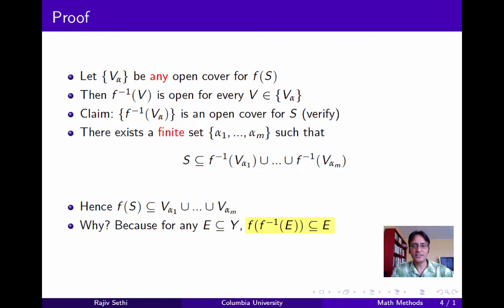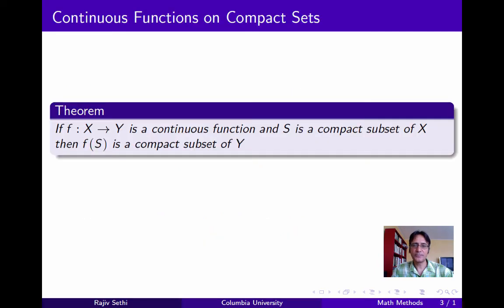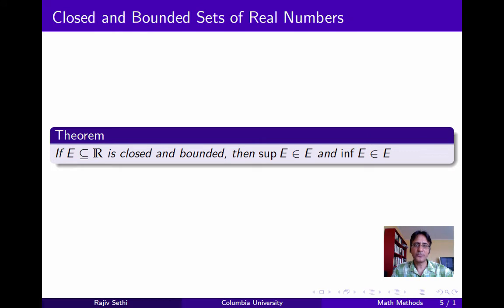Just convince yourself that this is true, and this is what we need for the claim on the slide, that a finite subset of the V alpha collection is an open cover for the image of S. And so every open cover for f of S has a finite subcover, and f of S must therefore be compact. And this proves the result that we were after. If f is a continuous function, then the image of any compact set must itself be compact. Next, we'll prove the following.